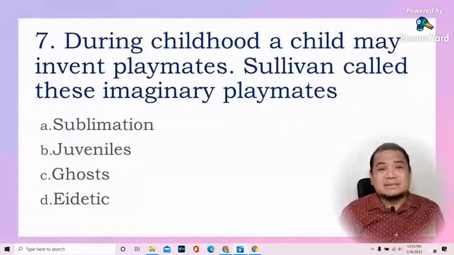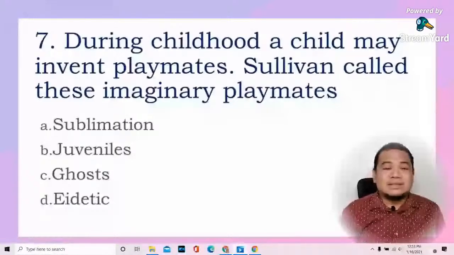Number 7. During childhood, a child may invent playmates. Sullivan called these imaginary playmates as A. Sublimation, B. Juvenile, C. Ghosts, or D. Eidetic.